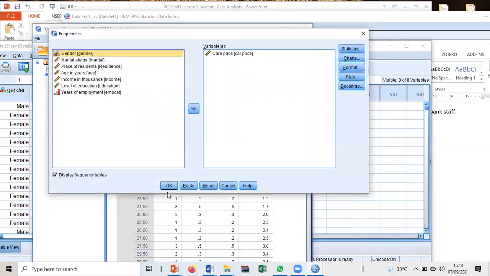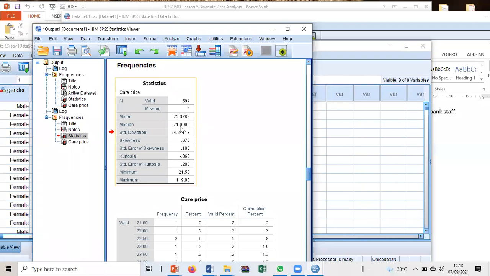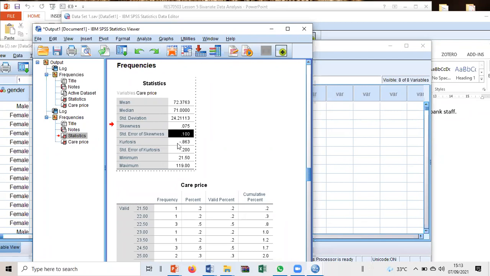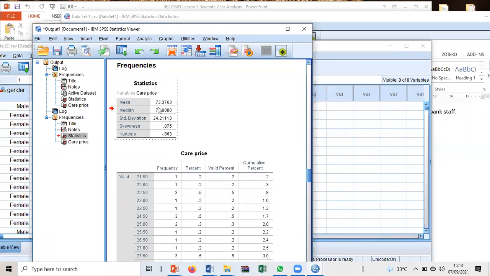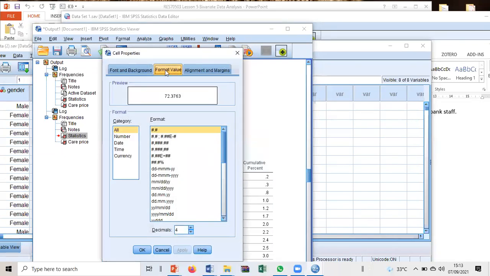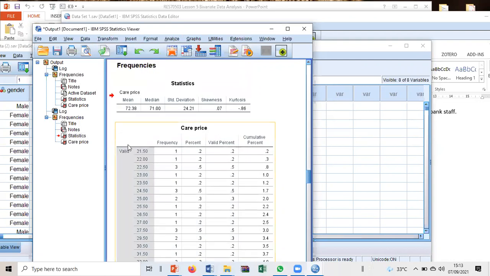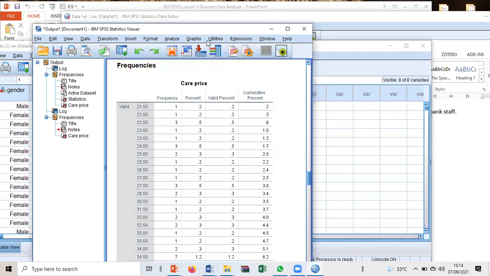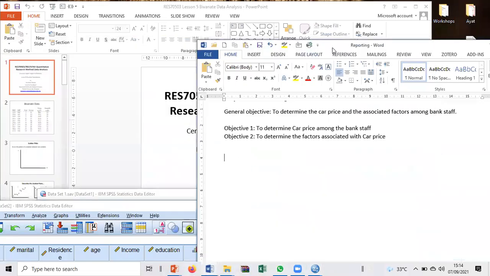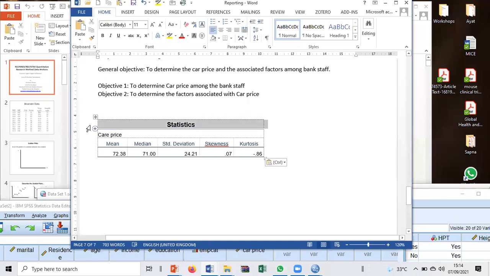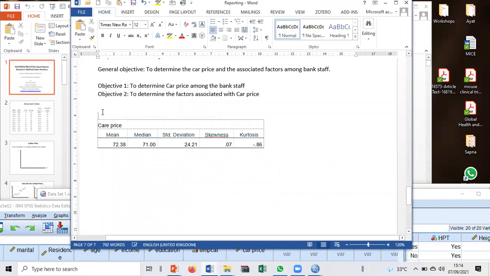I went over. Right. So you can name the table. Table one. Keep the summary for car price.